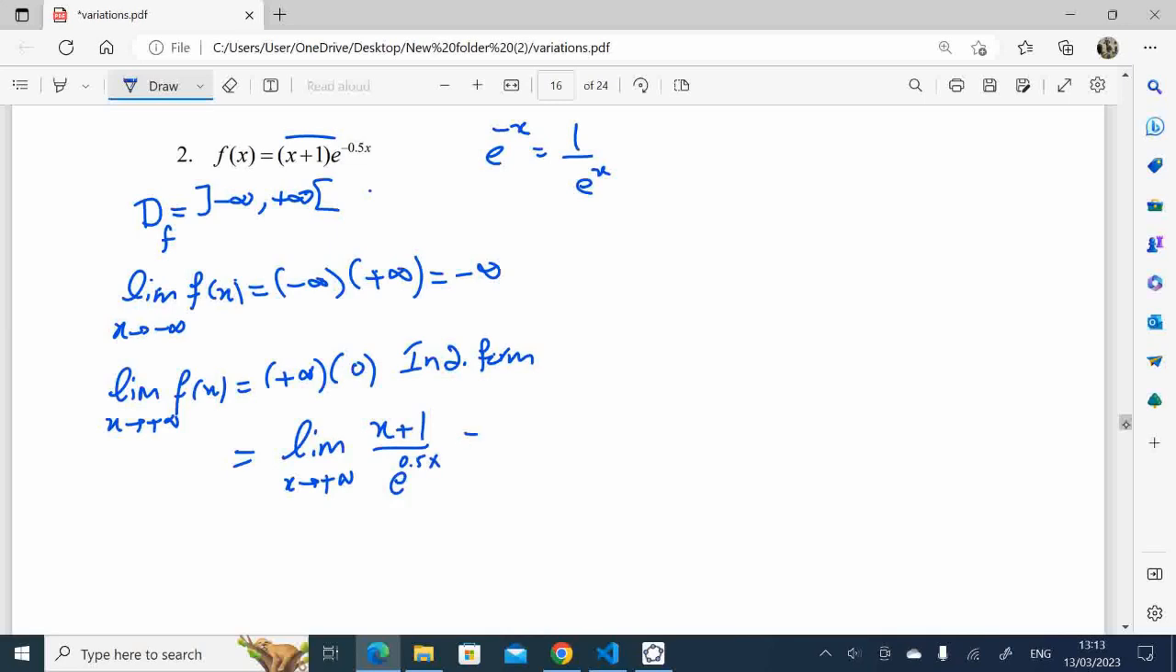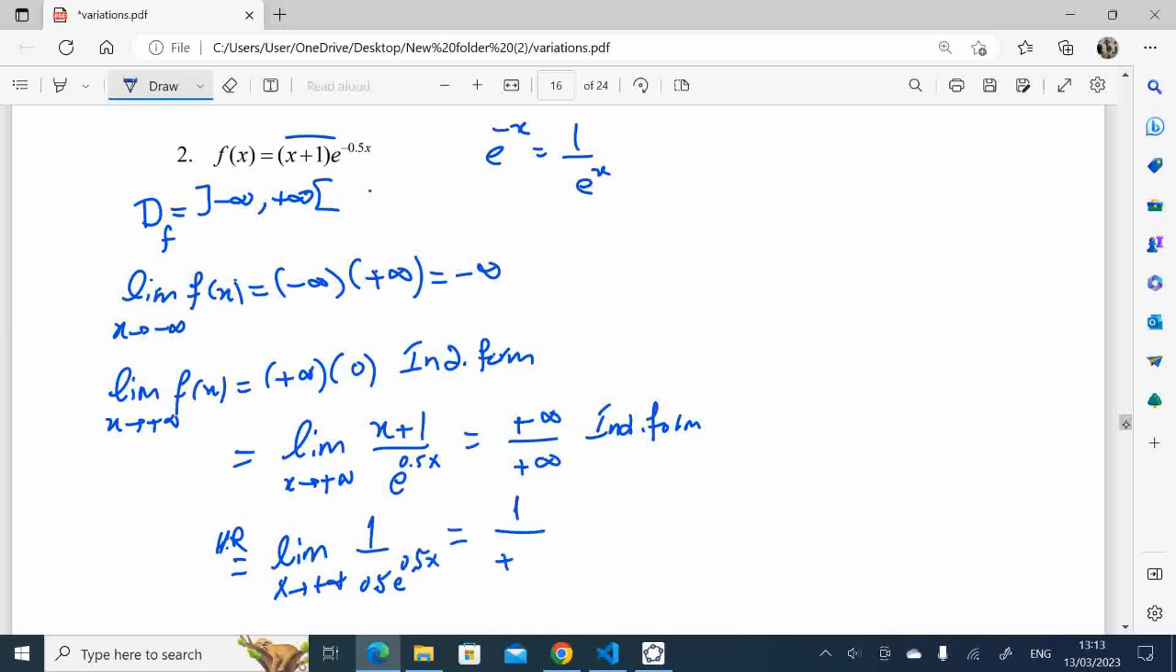Applying the limit here, we get plus infinity over plus infinity, which is an indeterminate form, but here we may apply L'Hopital's rule. Applying L'Hopital's rule, we get the limit as x approaches plus infinity of 1 over 0.5 e to the 0.5x, which is 1 over plus infinity, which is 0. So this means the line y equals 0 is a horizontal asymptote.